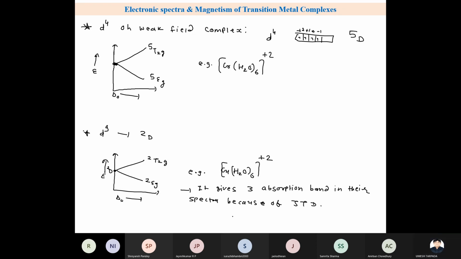Now, if you see having this one of the complexes, like you can have copper sulfate. What is the color of copper sulfate? Blue. Yes, CuSO4 has a blue color. But when it is heated, it becomes colorless. Why?